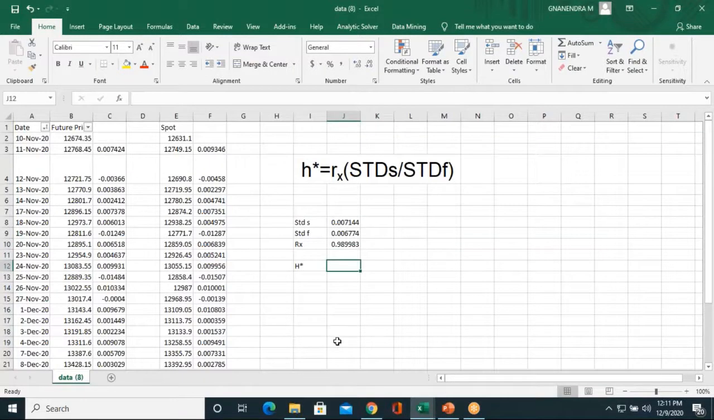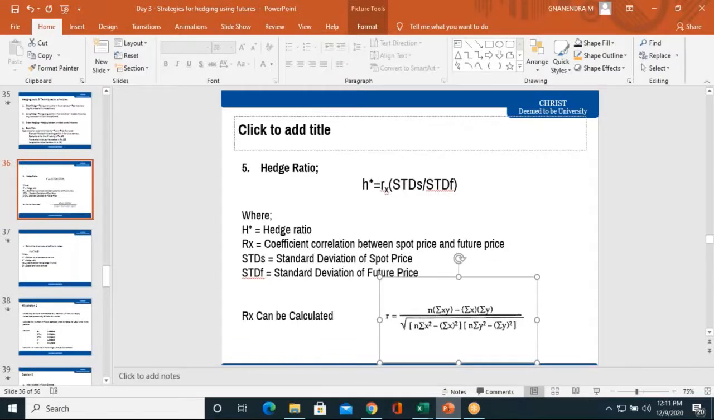So I got here, H star equation is here. So what I do is equal to coefficient of correlation into, or it will not understand if it is bracket, it will not understand as into. You must click on star. Okay, open the bracket, standard deviation of S divided by standard deviation of F. Okay, so 1.04, you need to hedge 1.04 of your portfolio.